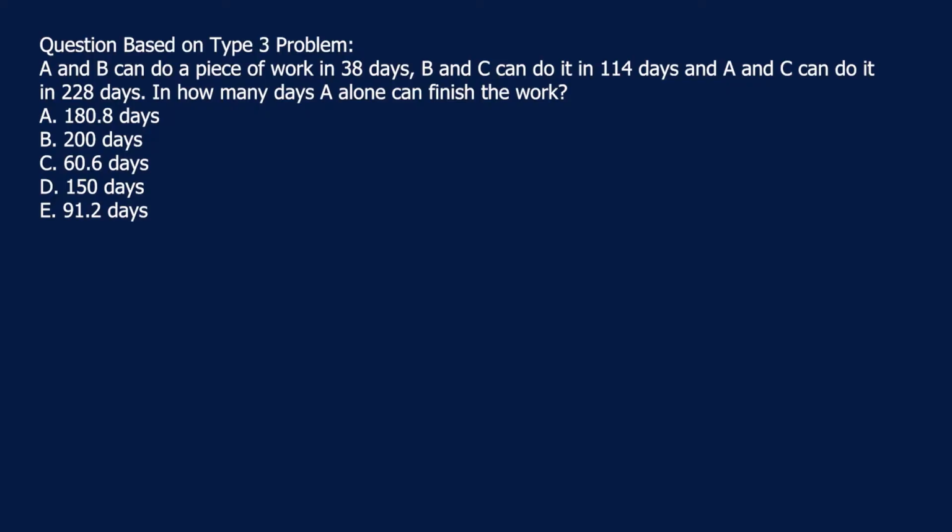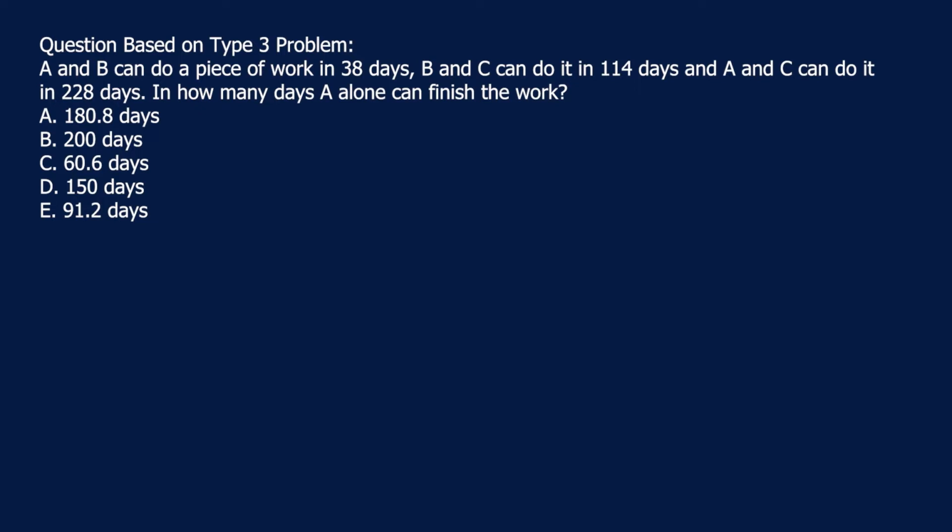Let's solve one question. A and B can do a piece of work in 38 days. B and C can do it in 114 days. A and C can do it in 228 days. In how many days can A alone finish the work?